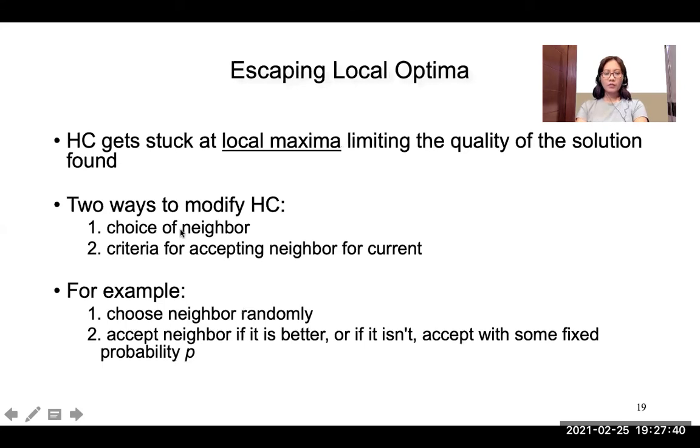There are two ways of escaping the local maxima: either choosing the neighbor randomly, or accepting the neighbor if it is better, or if it is not better, accepting it with some fixed probability. So you can accept the neighbor even though it's worse, but with a lower probability, because it can lead you to another neighbor which is higher than the current state.